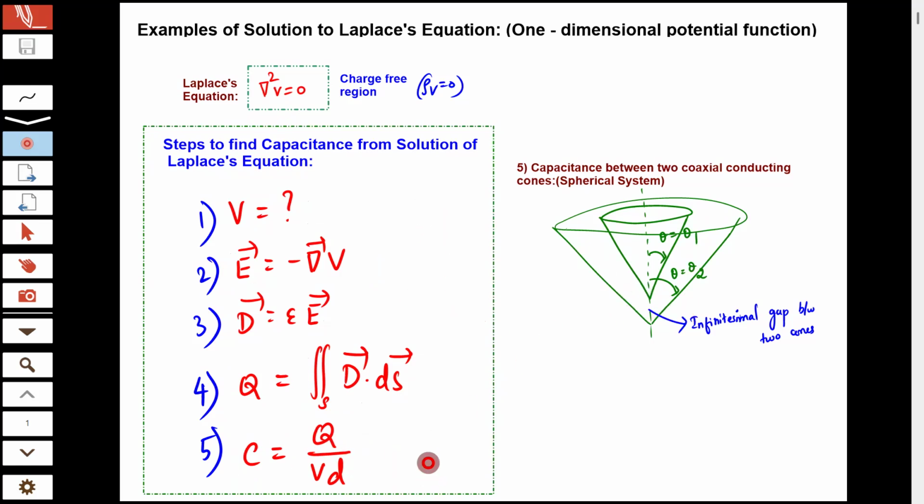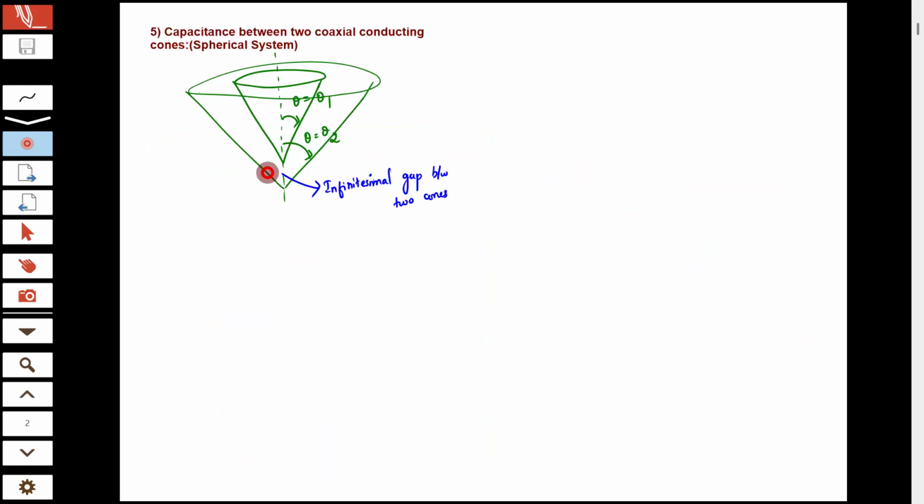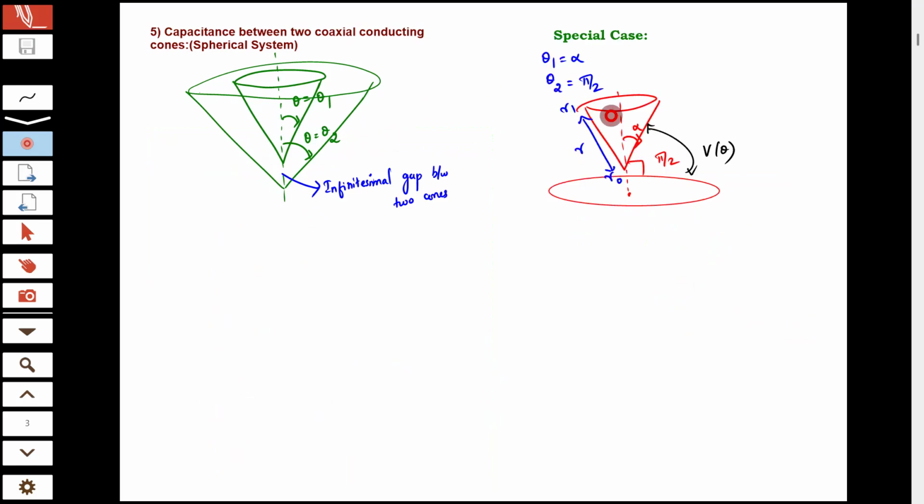We will go through the steps one by one for a special case of this with a specific value of theta1 and theta2 to proceed to get the capacitance expression for this case. So this is the general case where the angle of the inner cone is at theta1, angle of the outer cone is at theta2. We will be considering a special case of this where the angle of the inner cone is alpha and the outer one is at an angle of 90 degrees or pi by 2.